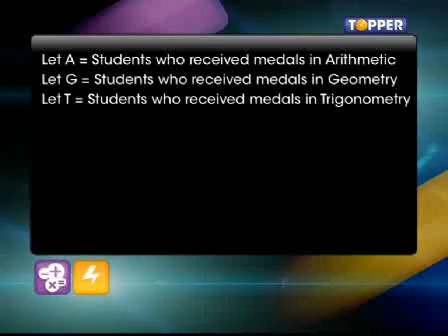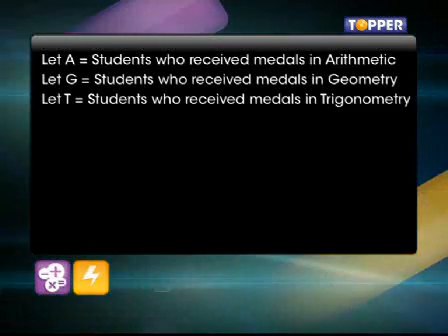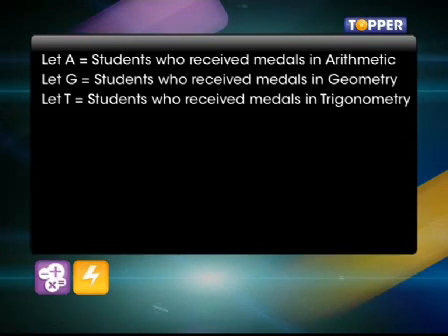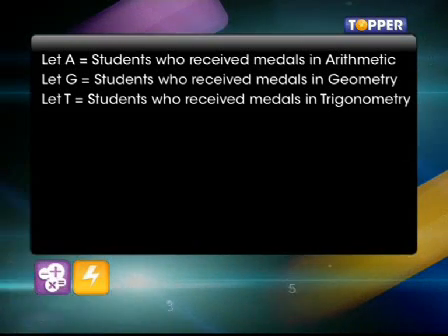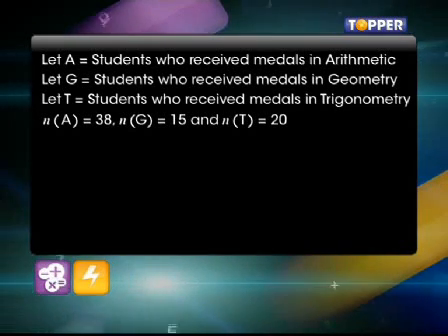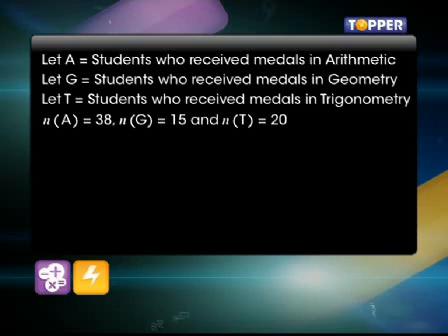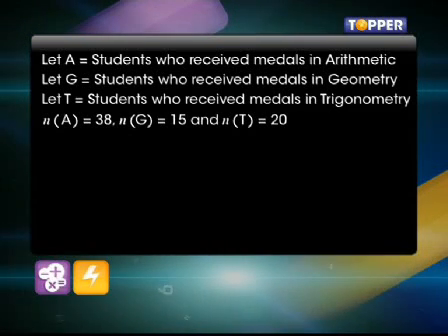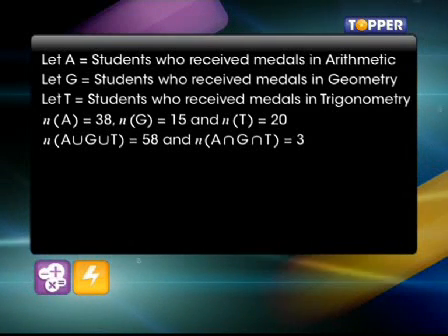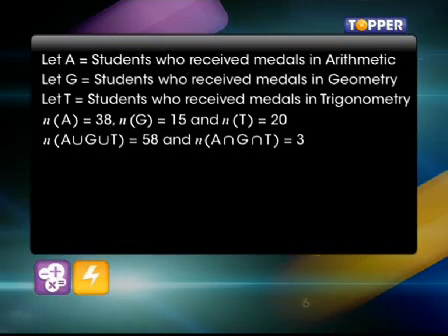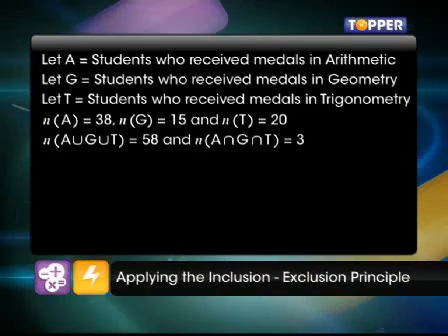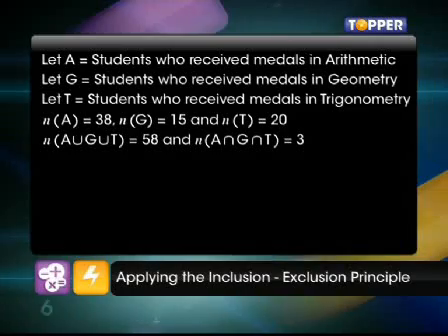We begin by taking A, G, and T as the set of students who received medals in arithmetic, geometry, and trigonometry respectively. We are given that the cardinality n of A is 38, n of G is 15, n of T is 20, n of A union G union T is 58, n of A intersection G intersection T is 3. Apply the inclusion-exclusion principle now.